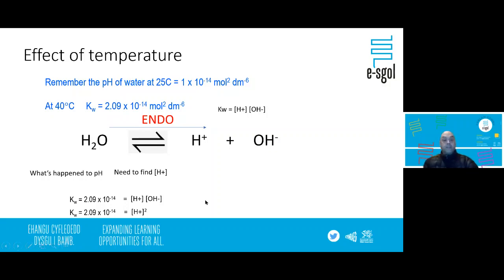Hopefully you can see how you can work out your concentration of hydrogen ions. We just take our Kw and square root it to get rid of the squared. Now we've got our H plus, which comes out as 1.45 times 10 to the minus 7. And now we plug it into our calculator as minus log base 10 of H plus, and we come out with a pH of 6.84. So is water neutral at this 40 degrees C, at this higher temperature?